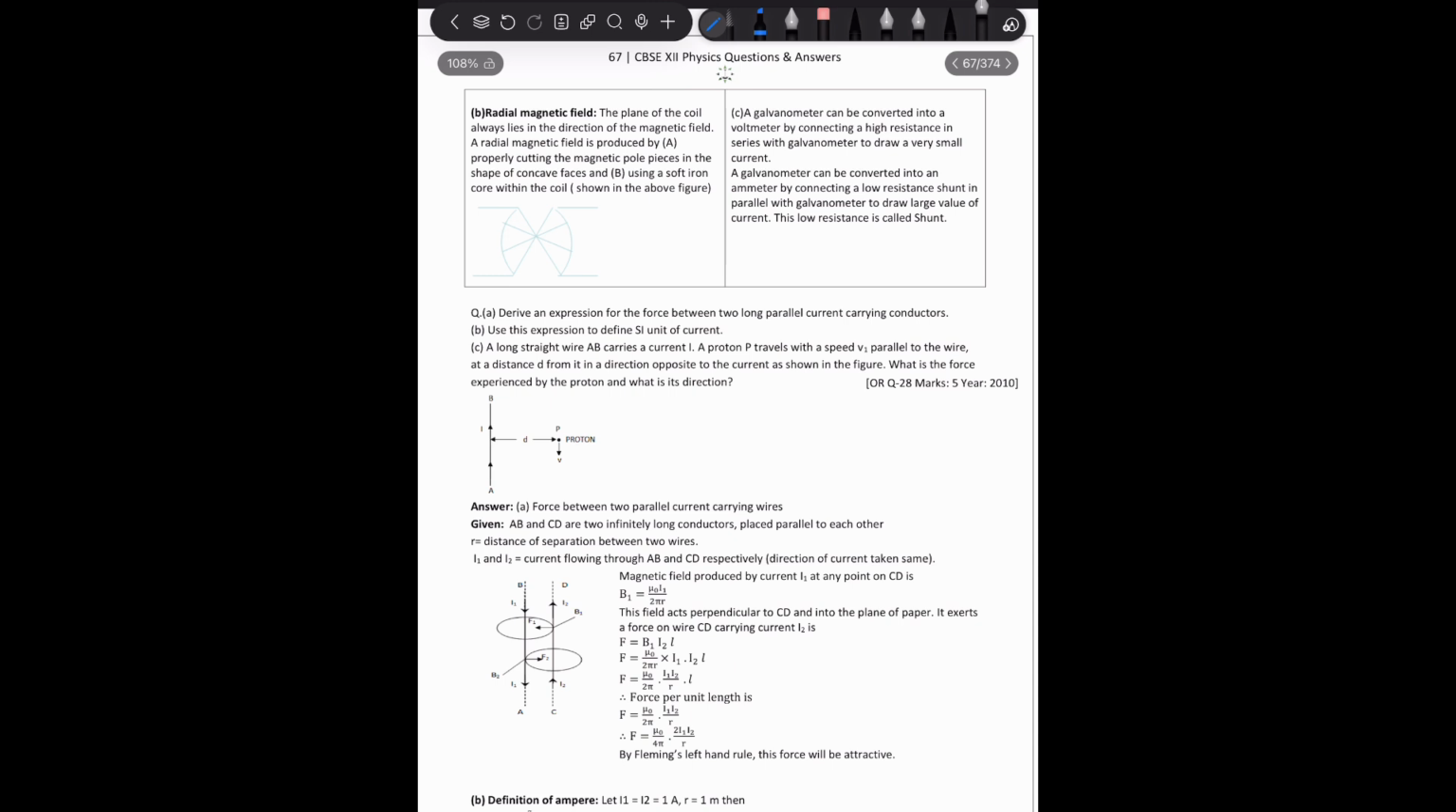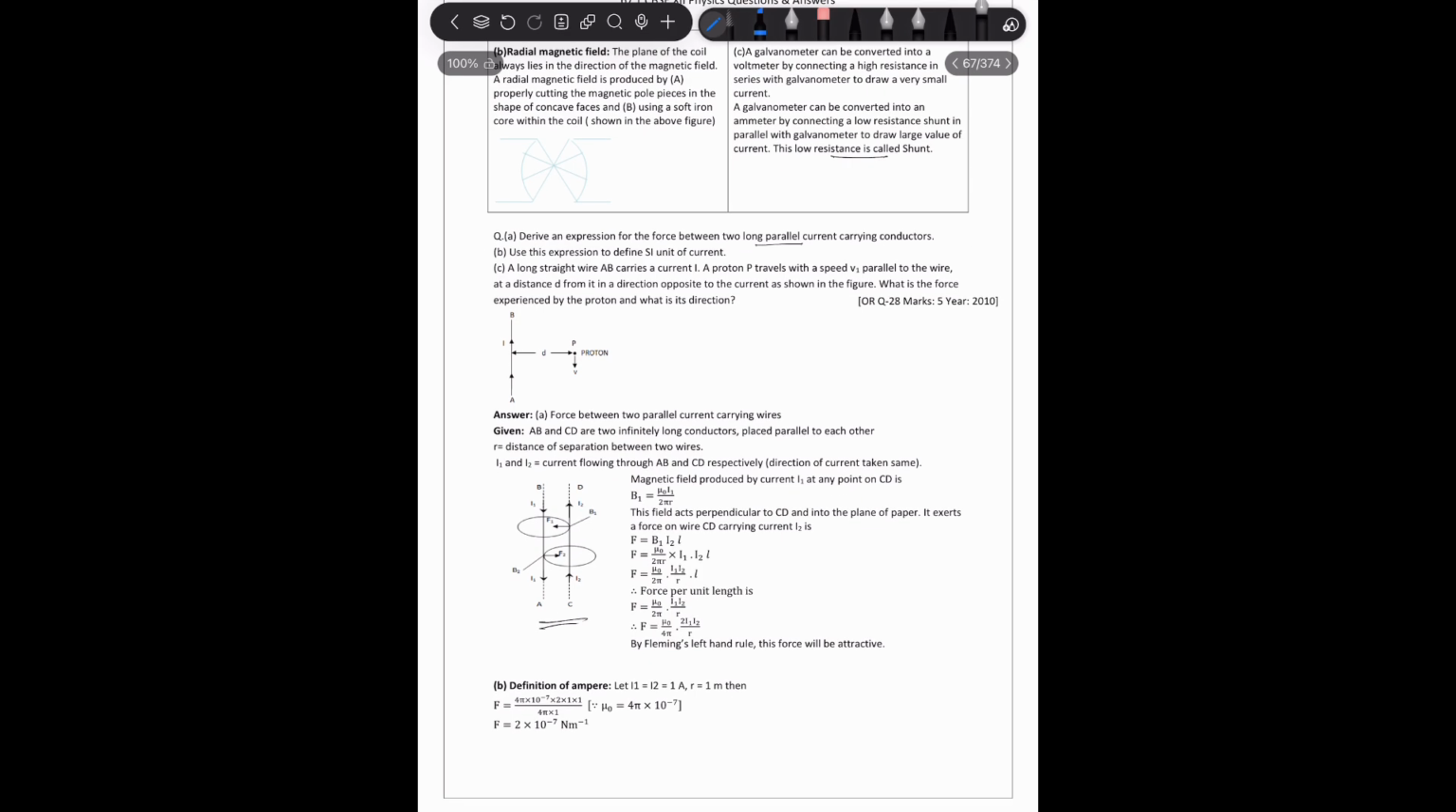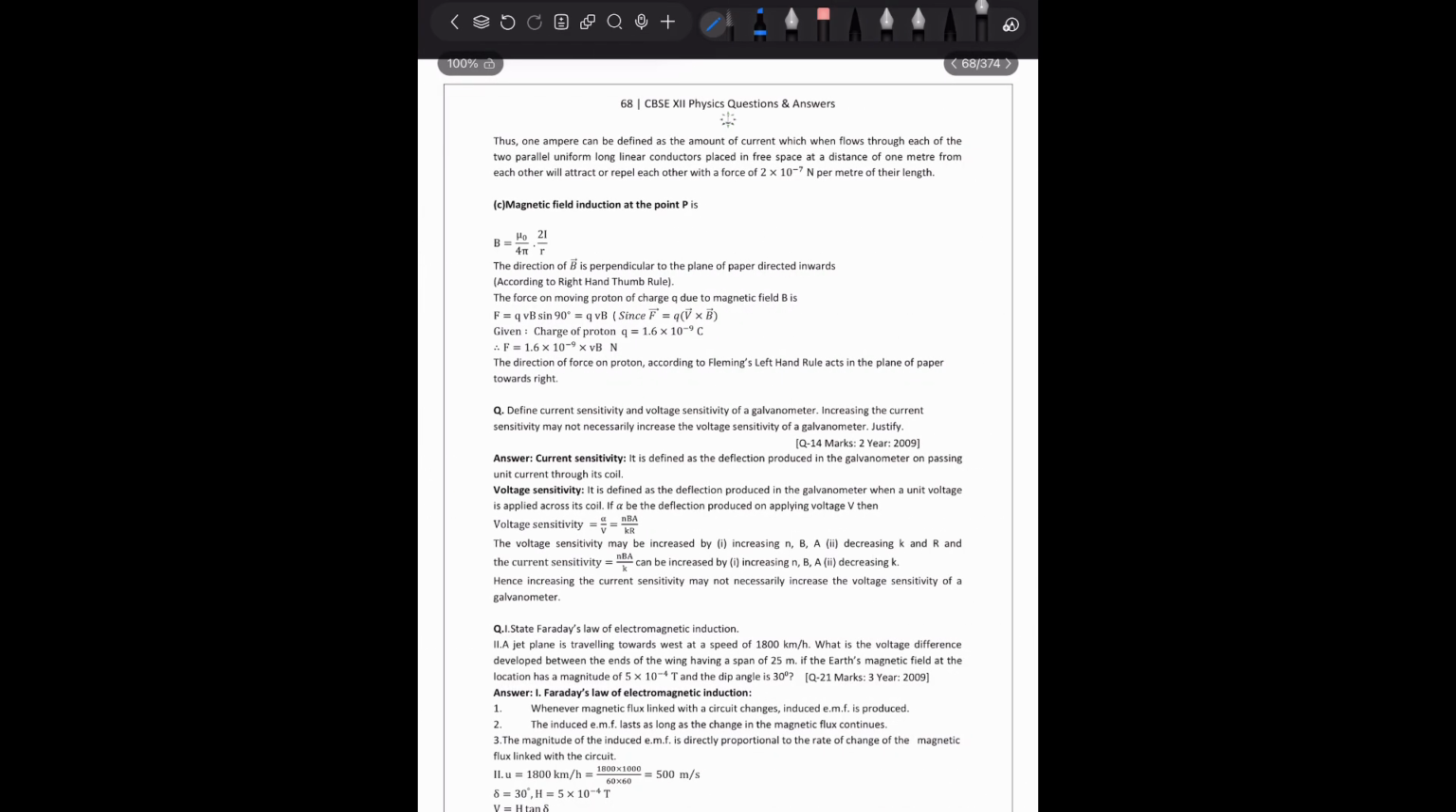So this is already explained. Derive the expression for force between two parallel wires. This we have already explained. This is also a repeat question. Check the screenshot if you need.